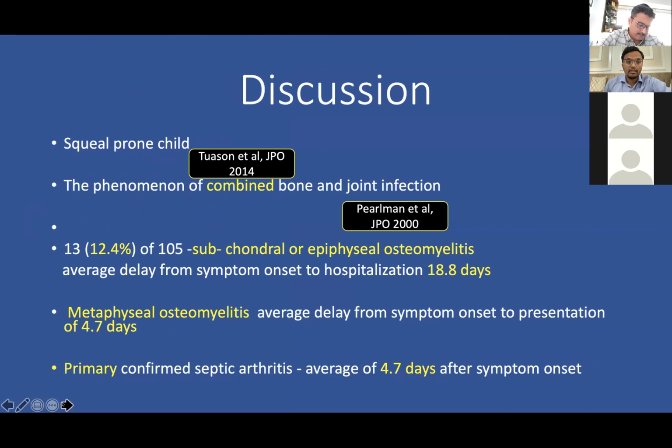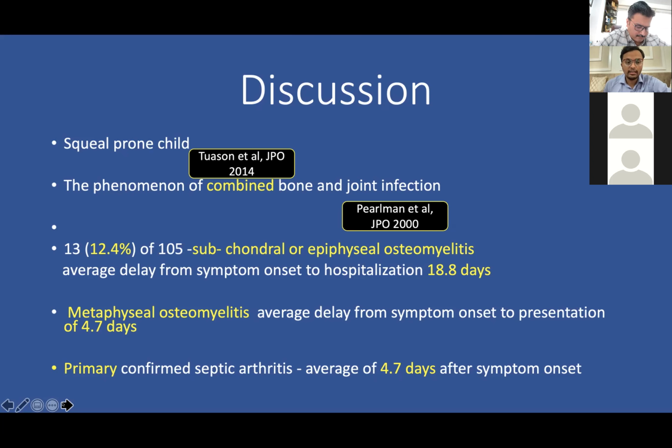In the discussion, the sequelae-prone child historically had a bad prognosis, so they go for the MRI. The phenomenon of combined bone and joint infection, in theory, suggests that the metaphysis, which is intracapsular, showing septic arthritis, will go on to osteomyelitis, and osteomyelitis will go on to septic arthritis.